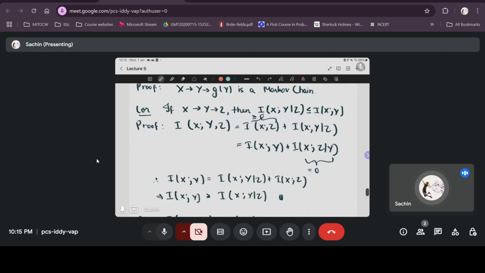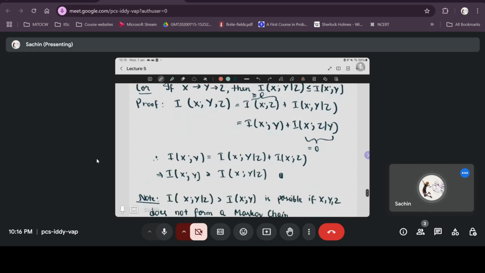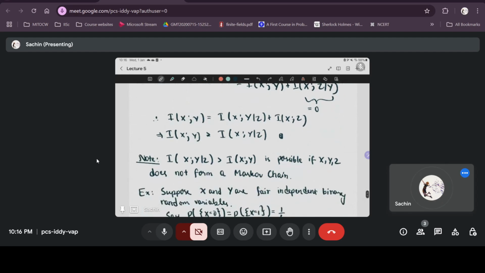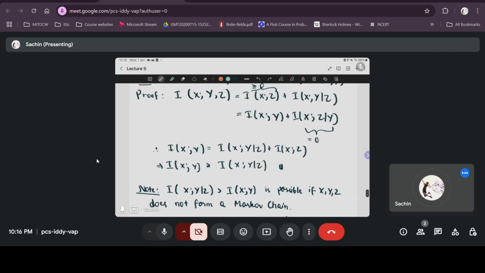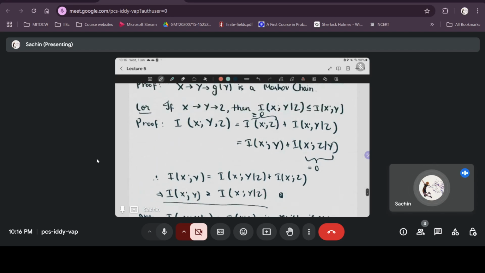Now we had seen earlier that conditioning reduces entropy, but for information, it's only true if the variables x, y, z form a Markov chain. So I of x;y is greater than or equal to I of x;y given z. So you're conditioning on z. So the conditioning is reducing mutual information, but this only happens if x, y, z form a Markov chain.